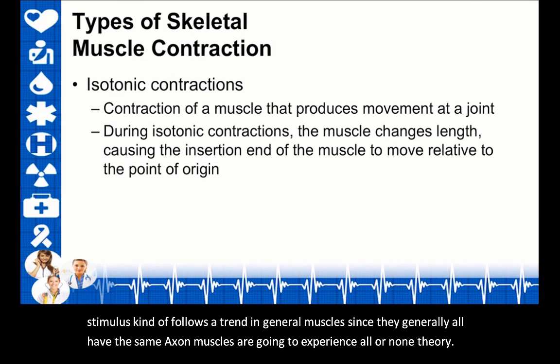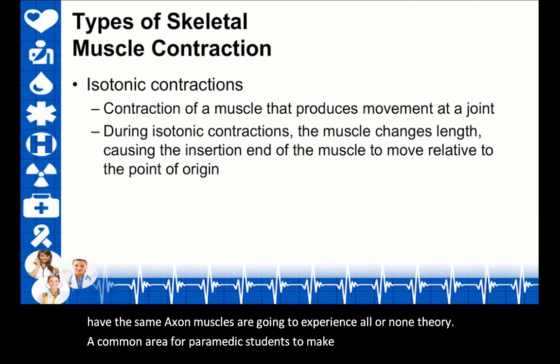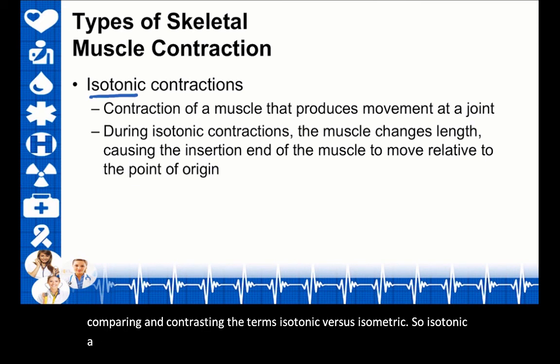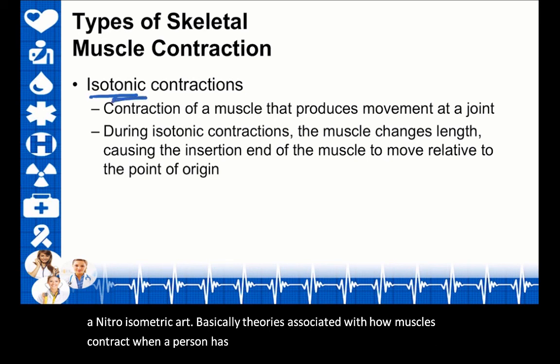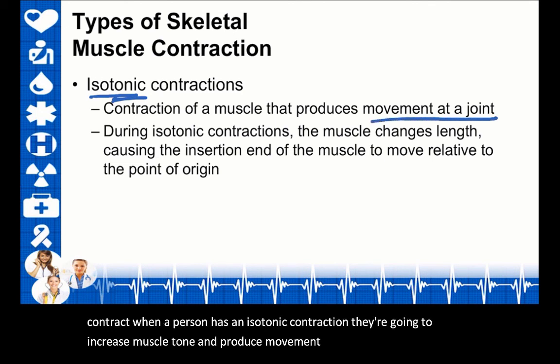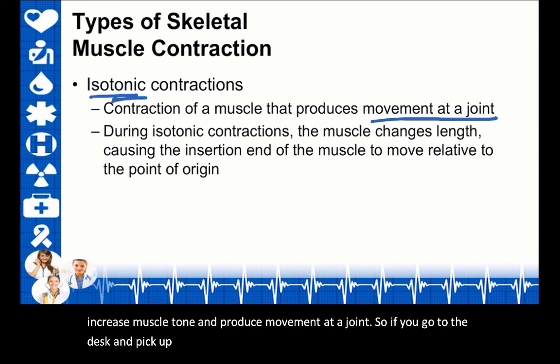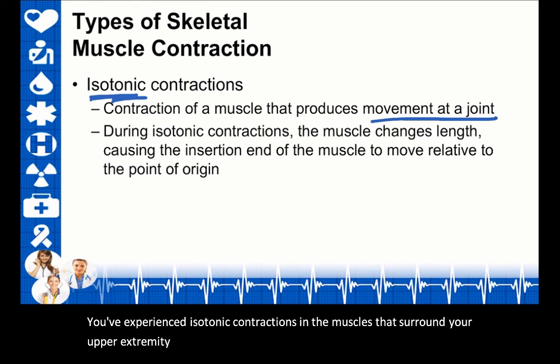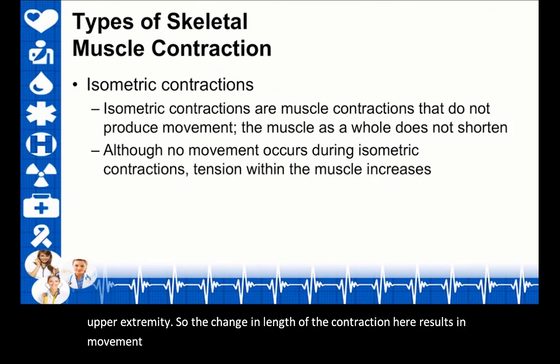A common area for paramedic students to make some mistakes is in comparing and contrasting the terms isotonic versus isometric. Isotonic and isometric are basically theories associated with how muscles contract. When a person has an isotonic contraction, they're going to increase muscle tone and produce movement at a joint. If you go to the desk and pick up your iPad, you've experienced isotonic contractions in the muscles that surround your upper extremity. The change in length of the contraction here results in movement, but that's not the only type of movement that's present.